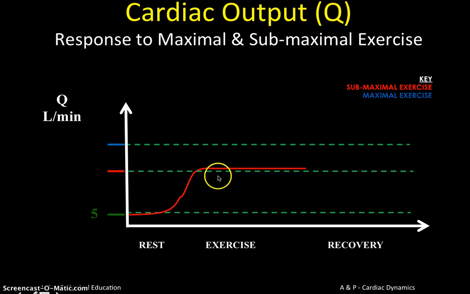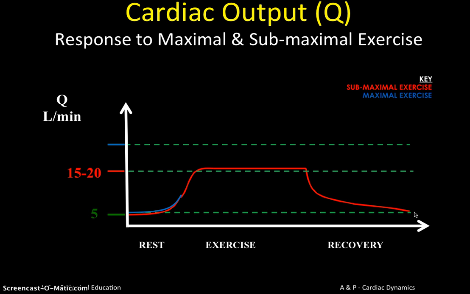During submaximal exercise, we then plateau. This flat, level line here is what we call the plateau. The volume of blood we are circulating around our body is increased from rest, but stays about the same during submaximal exercise. At the end of the exercise, we have a rapid decrease, and then a more gradual decrease until we get back to normal levels. So that's submaximal exercise.